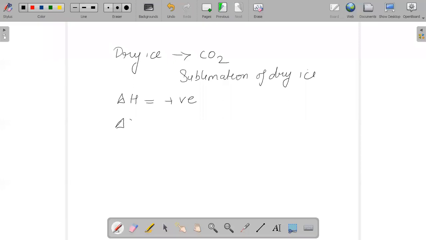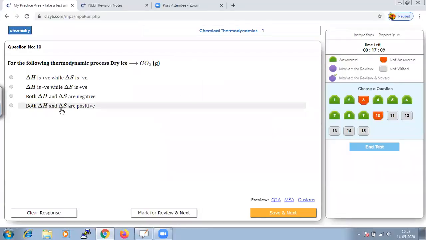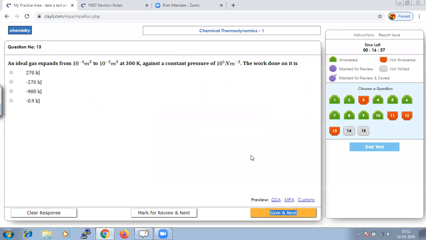And if I say delta S, conversion of dry ice to carbon dioxide, it is an ordered arrangement, following a specific procedure. And hence you can say that it is an ordered arrangement as compared to carbon dioxide gas. So here randomness will increase, and hence we can say that delta S is also positive. So we could conclude that delta H is positive and delta S is also positive. That means option D, both delta H and delta S are positive. That should be the right answer. Let us save that and go to next.